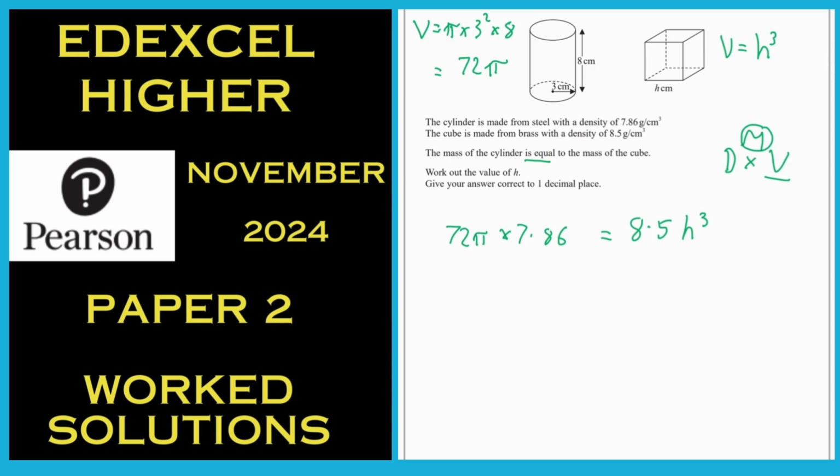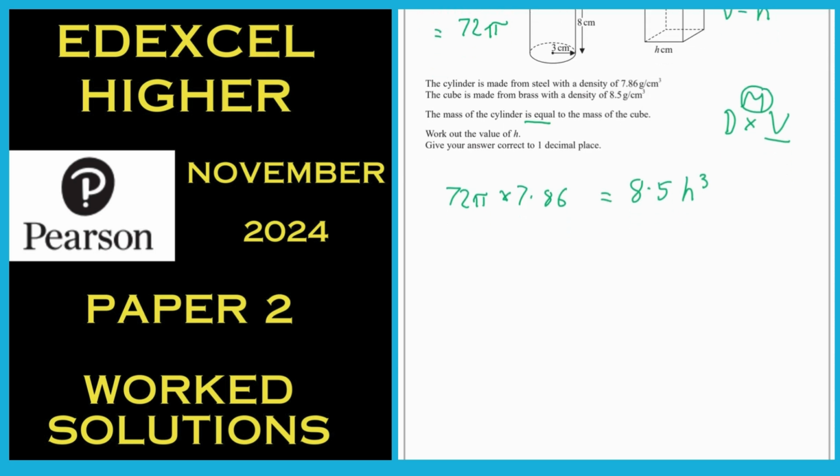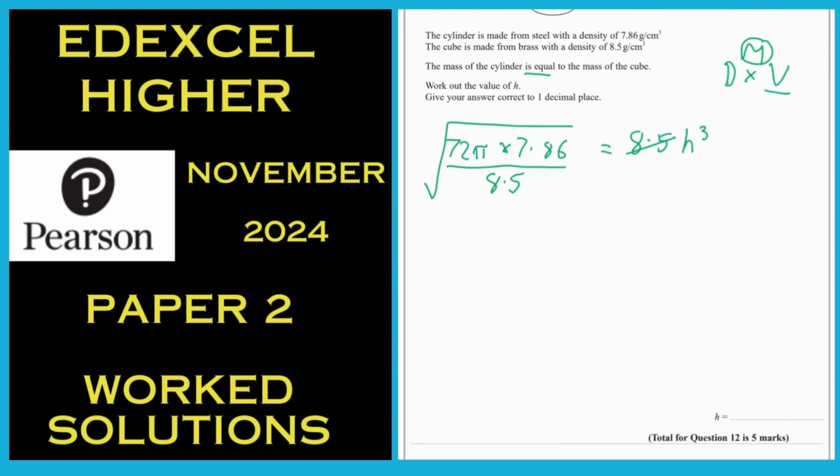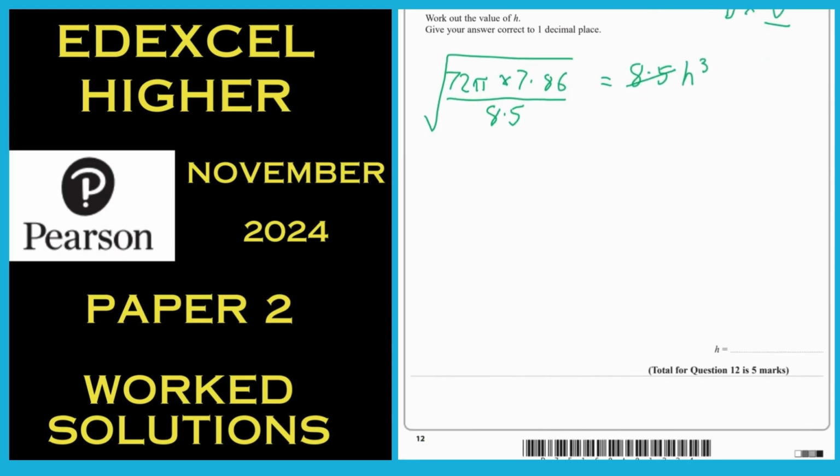And you could type some of this into your calculator, as in 1777 and so on. But do it your own way. Divide both sides by 8.5 and then cube root your answer. You should be getting 5.93 and so on. You're told to do one decimal place. Always do as you're told. 5.9.